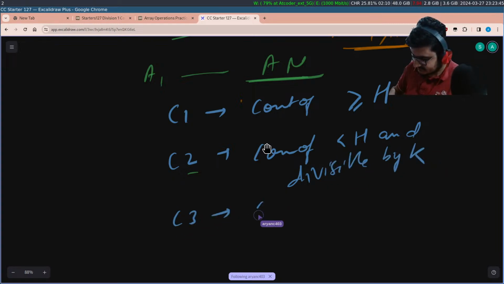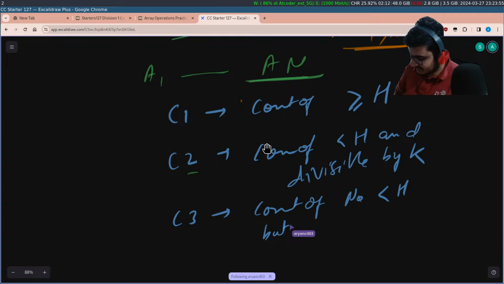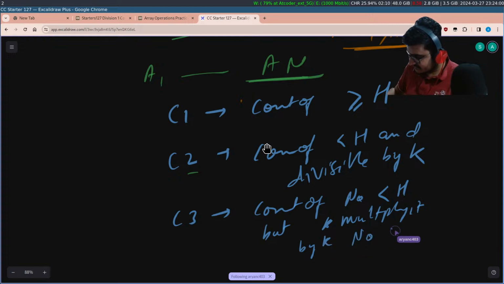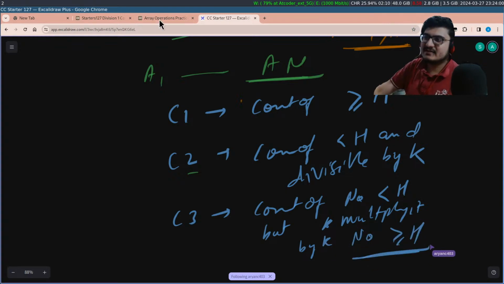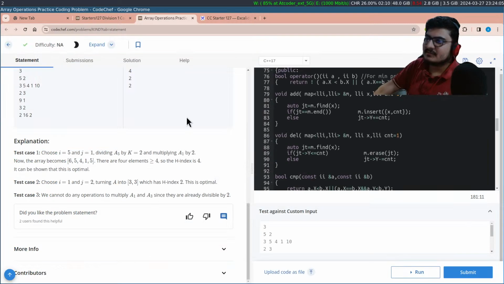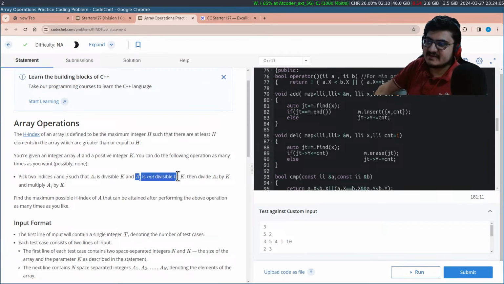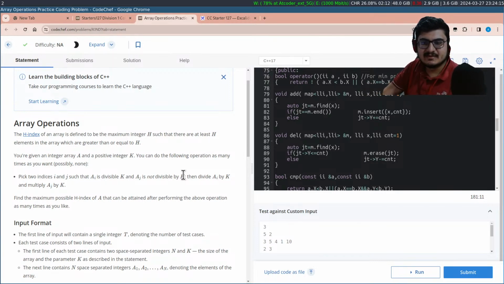And C3 is the count of numbers less than h, but if you multiply them by k, the number becomes greater than or equal to h. One thing you can notice is that it says aj is not divisible by k. So you can multiply any number at most once, because after you multiply it by k, that number becomes divisible by k and you can no longer perform any multiplication on it. Only divisions would be allowed.